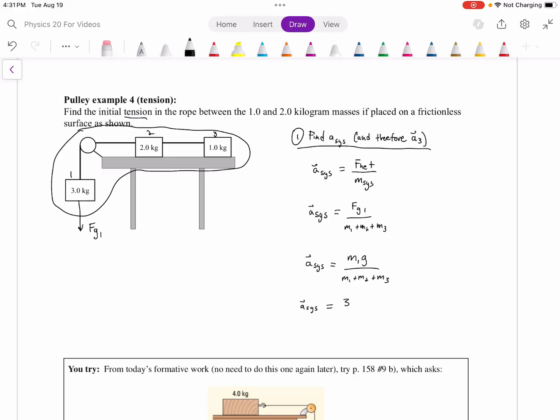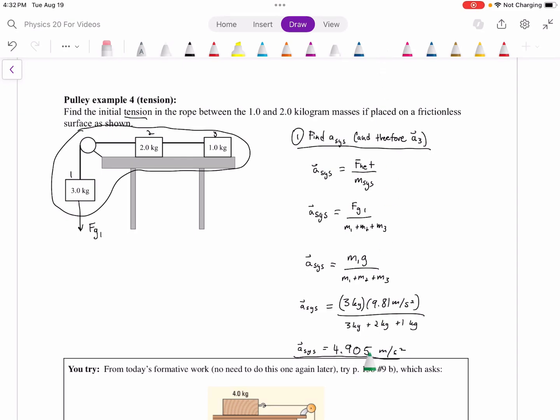We've got a 3 kilogram mass, acceleration due to gravity 9.81 meters per second squared, divided by 3 plus 2 plus 1 kilograms. So that gave me that the acceleration of the whole system, and therefore the acceleration of each mass in the system, was 4.905 meters per second squared.